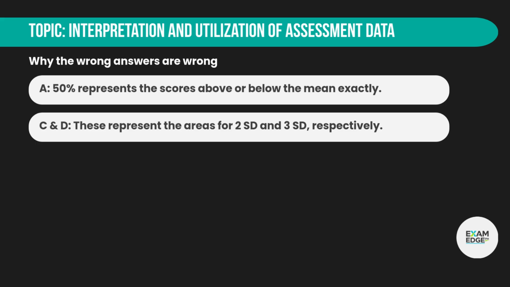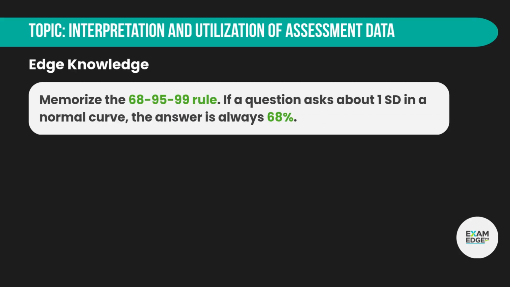Why the wrong answers are wrong? A. 50% represents the scores above or below the mean exactly. C. And D. These represent the areas for 2 SD and 3 SD, respectively. Edge knowledge. Memorize the 68-95-99 rule. If a question asks about 1 SD in a normal curve, the answer is always 68%.